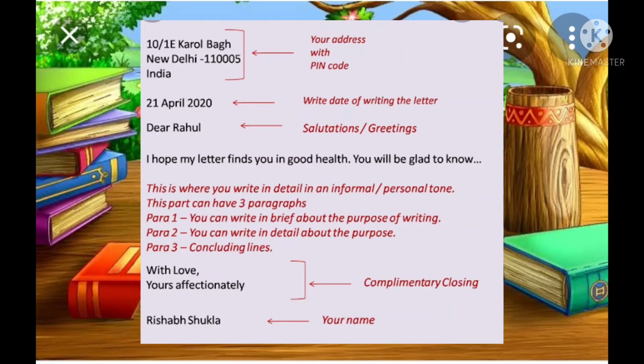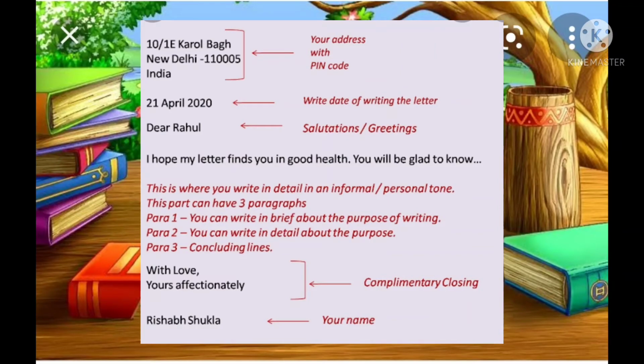10/1E Karol Bagh, New Delhi. We have to write down the pin code of that particular area. Then write down the date on which we are writing the letter. Next is salutation or greeting. We have to write down dear and the name of the person to whom you are sending the letter. Dear friend, dear Rahul, dear mummy, etc.